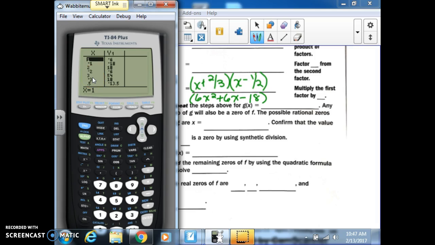And let's try 3/2. And that doesn't work. Let's try 1/3. And 1/6. And you can try the negative versions of those too, but they will not work. So they won't give you zeros. So the only option we have here is now to do the quadratic formula or complete the square.